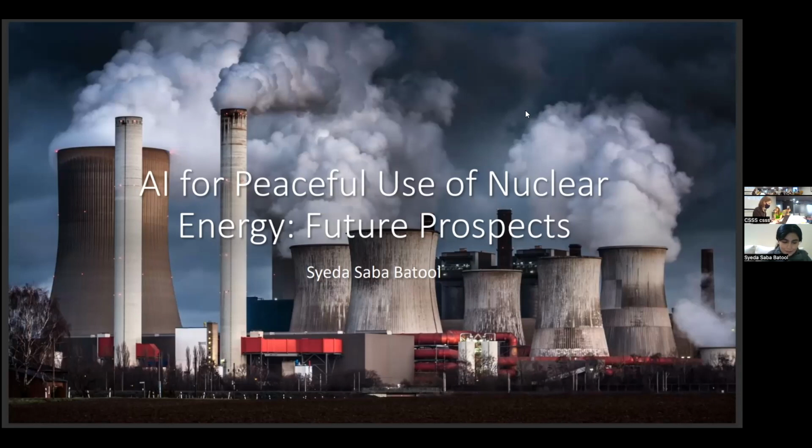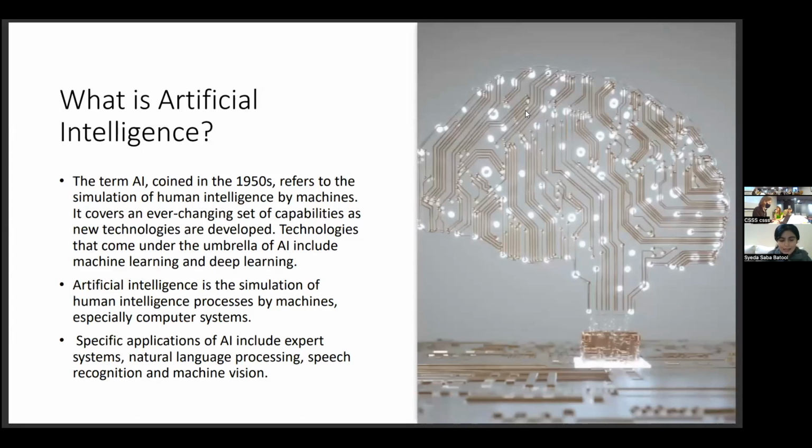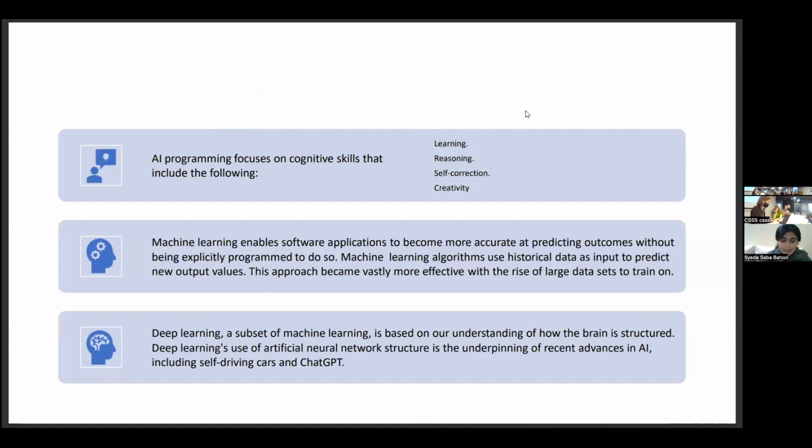So firstly, what is AI? As everyone has explained it in detail, I'll just briefly touch on it. AI refers to simulation of human intelligence processes by machines, particularly computer systems. Specific applications of AI include expert systems, natural language processing, speech recognition, and machine vision. AI programming focuses on cognitive skills, including learning, reasoning, self-correction, and creativity. AI, machine learning, and deep learning are often used interchangeably, but distinctions exist. AI was coined in the 1950s, and it simulates human intelligence, encompassing evolving capabilities with new technologies. Machine learning enables software to predict outcomes accurately using historical data, while deep learning is inspired by the brain's structure, advancing AI in various applications.